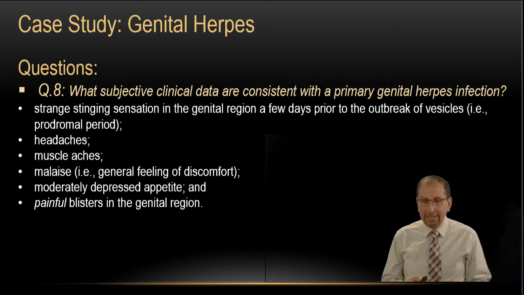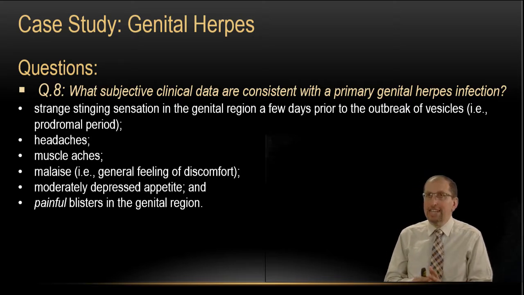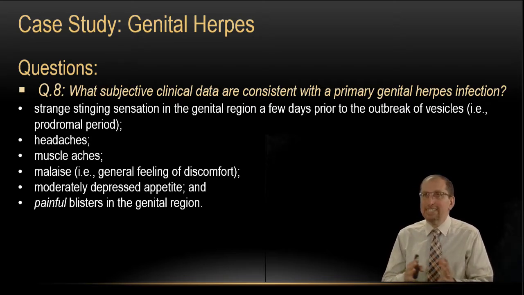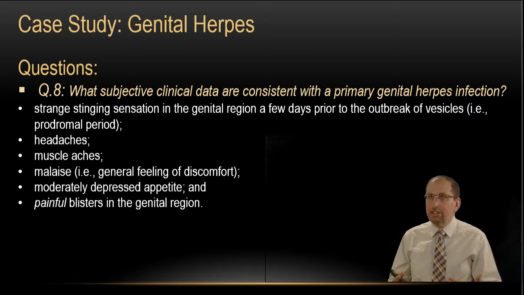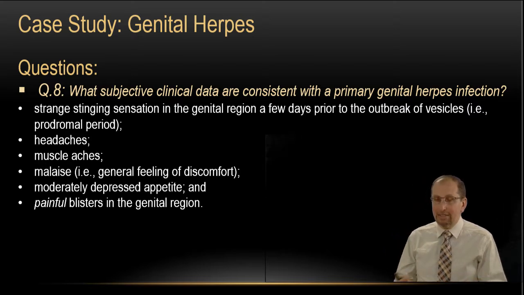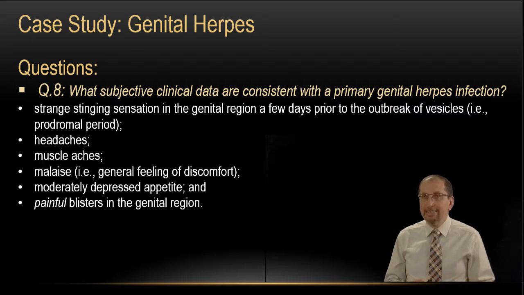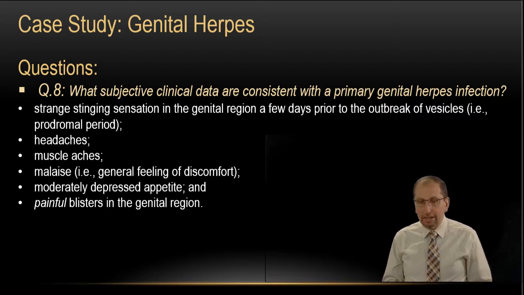Headaches, muscle aches, malaise. It starts as any infection with some systemic manifestations. The moderately depressed appetite and the painful blisters in the genital region, these are the subjective symptoms, subjective clinical data that will point to genital herpes.